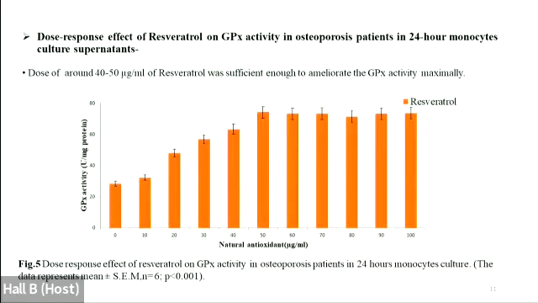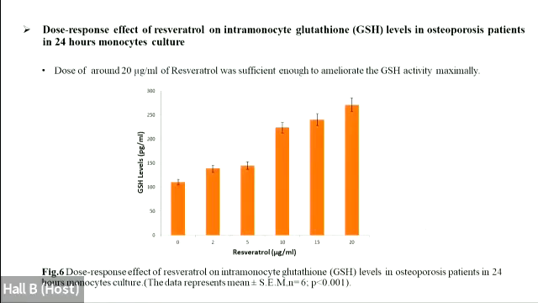And at a dose of around 40 to 50 micrograms per ml of this antioxidant, it was seen that there is a sufficient amelioration in the glutathione peroxidase activity. A similar situation was seen in case of glutathione as well. At a dose of around 20 micrograms per ml of resveratrol, a sufficient amelioration in the GSH levels was also seen.